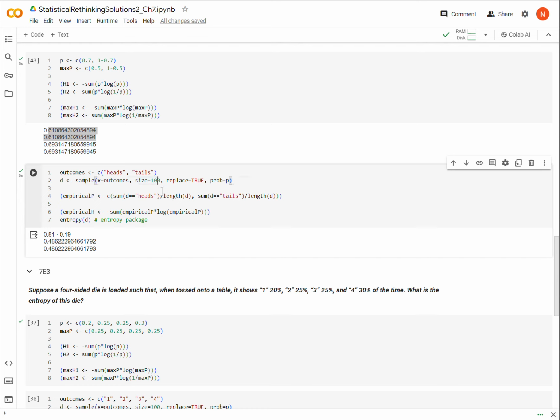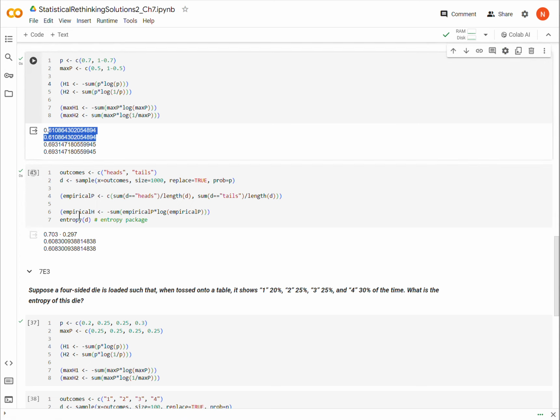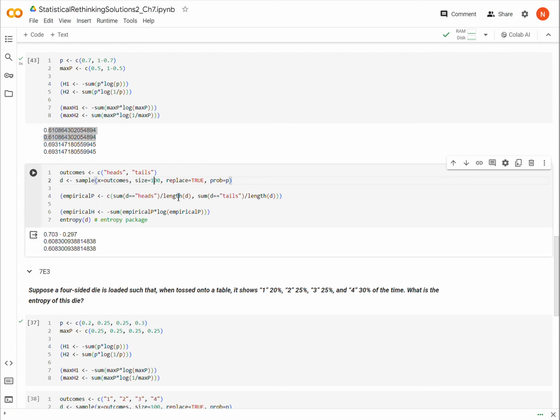Now, if I had more data points, so now I have 10 times more data points, this gets us much closer to 70-30, and then the corresponding entropy calculation is much closer to what we found initially. But I'm going to keep it at 100 just to show that sampling bias.